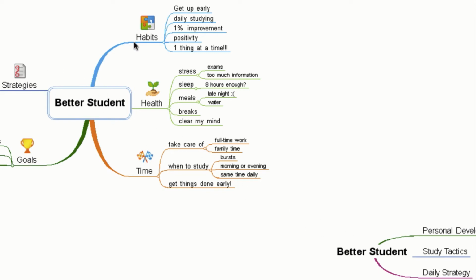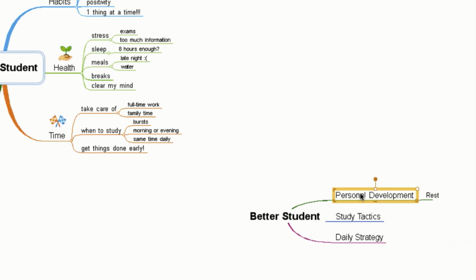So I take the brain dump information and I'll move that into a new map, which is called Better Student, with personal development, study tactics, and daily strategy as sub-branches. Have a look at me. I will speed up the video again, and then you'll see the final result of this map.